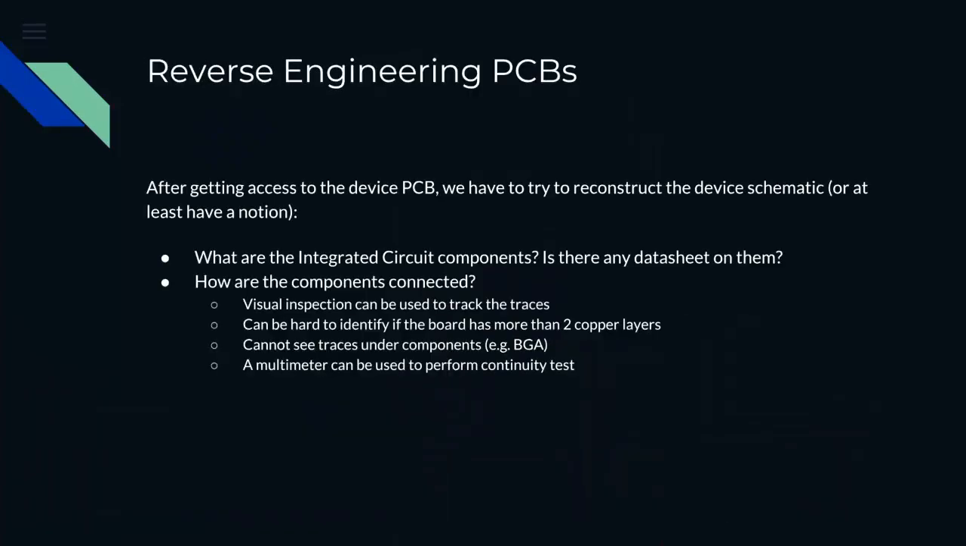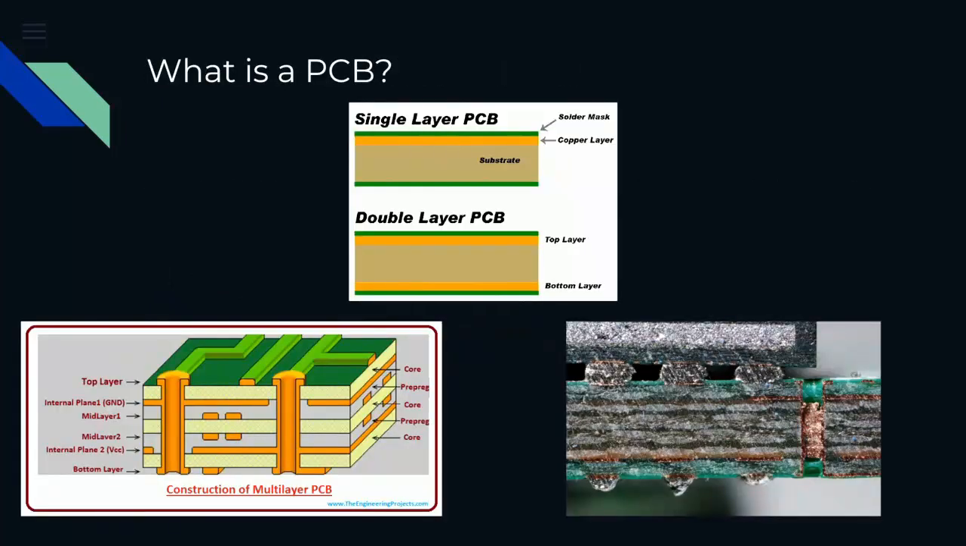Okay, so after you get to the PCB itself, you have to try to reconstruct what the device schematic was, or at least part of it, to have a notion of what's happening there. For instance, what are the ICs that are there? Is there any datasheet on that? How are the components connected? You can sometimes do visual inspection, like try to trace or take pictures and try to map that. But that wouldn't work with boards that have more than 2 layers, that have many layers, like the example there or this one.